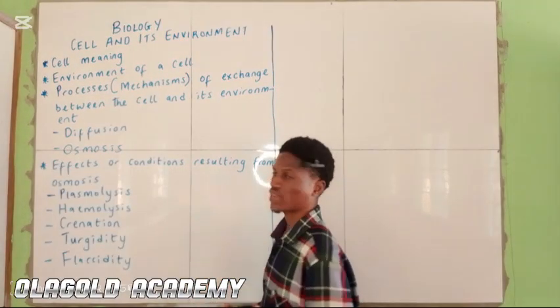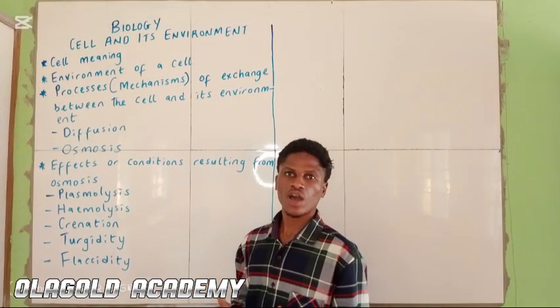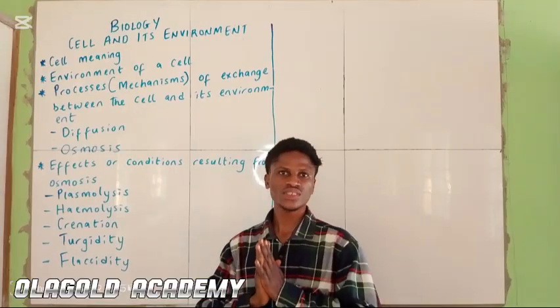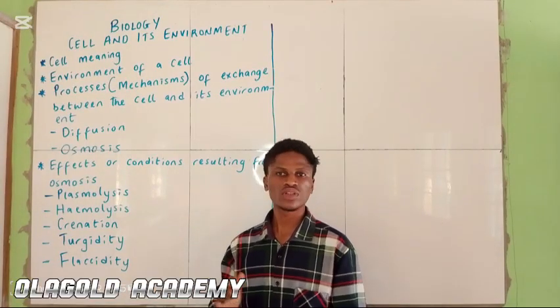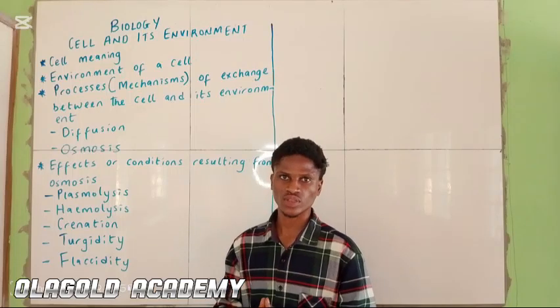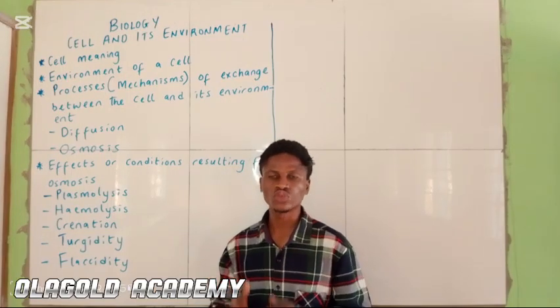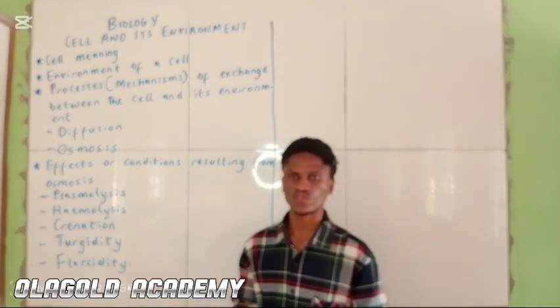We'll be looking at the effects or conditions resulting from osmosis, which includes plasmolysis, haemolysis, crenation, turgidity, and flaccidity. Now, I would like you to stay to the end of this video lesson, as there is much more to learn from it. So I would implore you to stay to the end of this video.